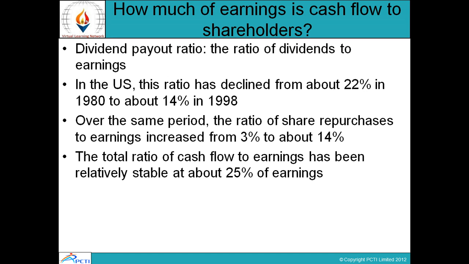How much of earnings is cash flow to shareholders? Dividend payout ratio, the ratio of dividends to earnings. In the US, this ratio has declined from about 22% in 1982 to about 14% in 1998. Over the same period, the ratio of share repurchases to earnings increased from 3% to about 14%. The total ratio of cash flows to earnings has been relatively stable at about 25% of earnings.